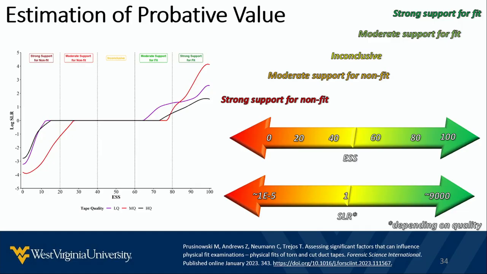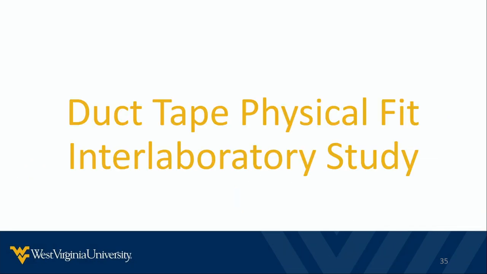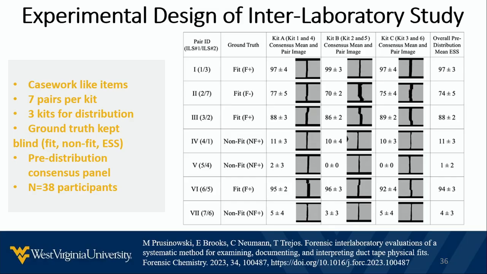Just like Alan mentioned, we can also use these scores to calculate score likelihood ratios, and that provides another means to estimate the probative value of the evidence. So the next step was to evaluate that through interlaboratory studies. So we provided a very quick training to willing participants. We had 38 different participants, and we submitted 3 different kits for the examination.